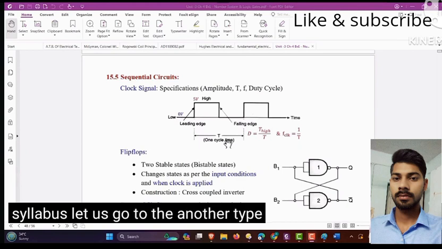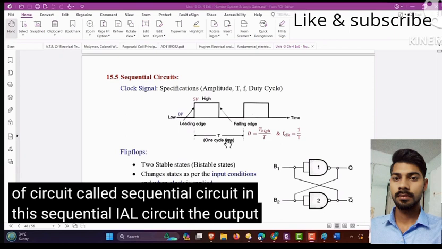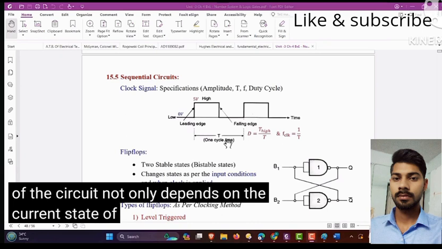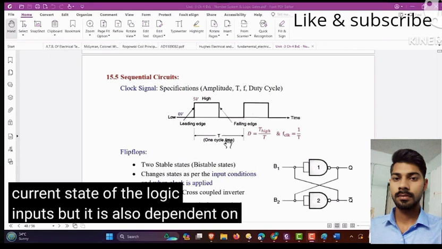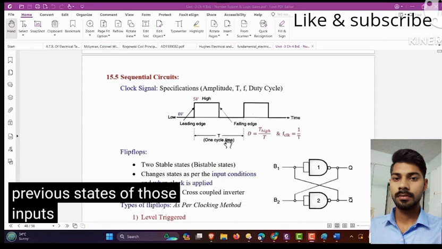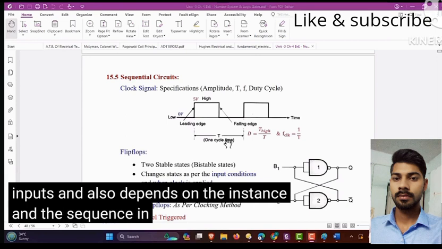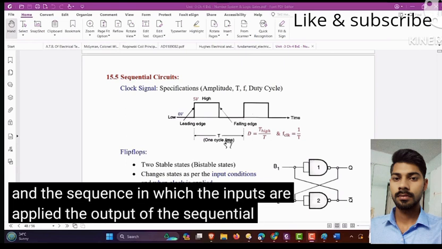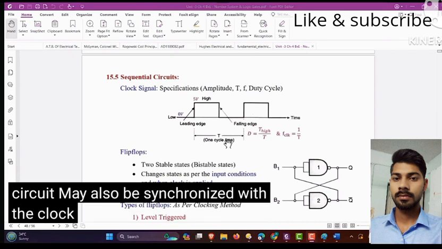Let us go to another type of circuit called sequential circuit. In this sequential circuit, the output of the circuit not only depends on the current state of the logic inputs, but it is also dependent on the previous states of those inputs and also depends on the instance and the sequence in which the inputs are applied. The output of the sequential circuit may also be synchronized with the clock signal.